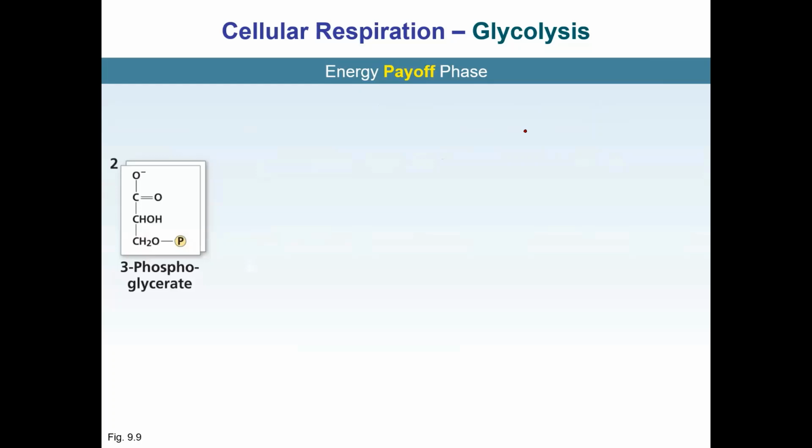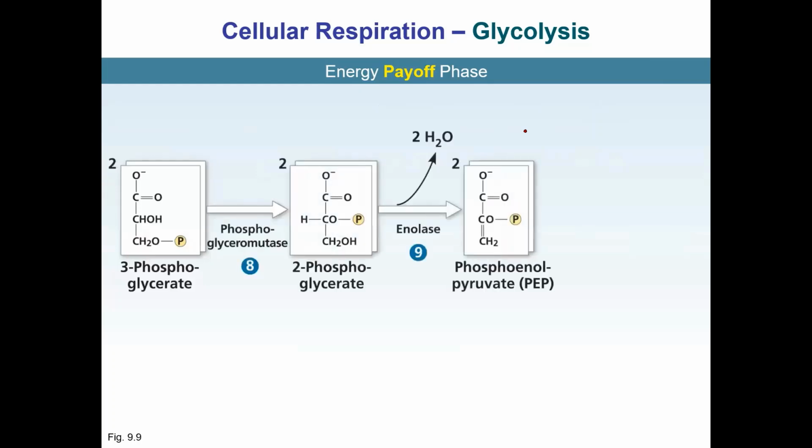So here we go. We have 3-phosphoglycerate, and a couple of reactions happening. You can see a mutase, that's kind of like an isomerase. We're going to lose some water, and we're going to get, here it is, PEP.